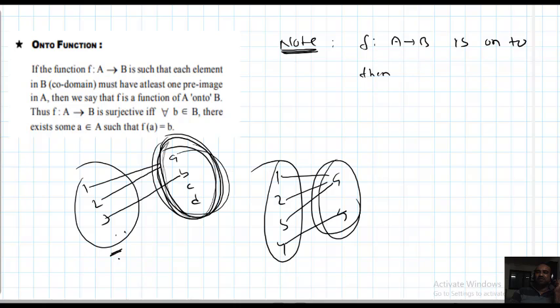Students listen. For a function, n of A should be greater than or equal to n of B? Sorry, for one-one, what is the condition? n of A less than or equal to n of B. For onto, n of A is greater than or equal to n of B. Should take care of that.